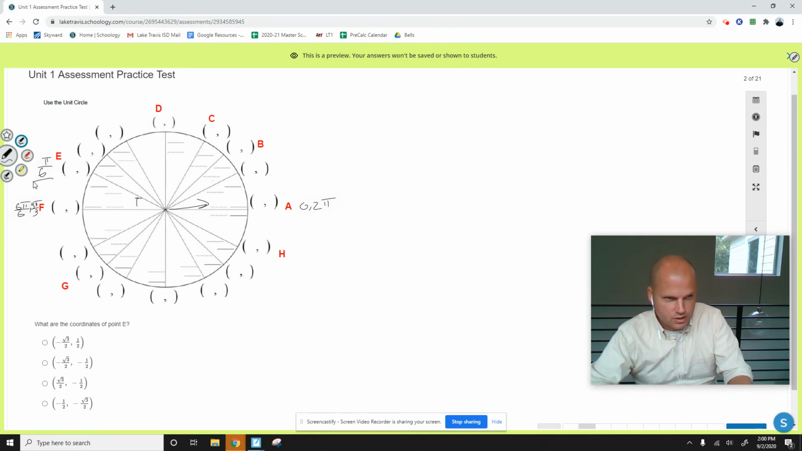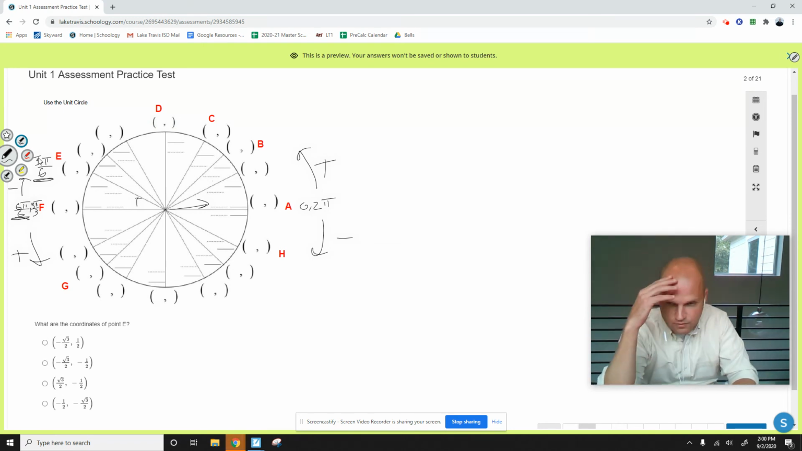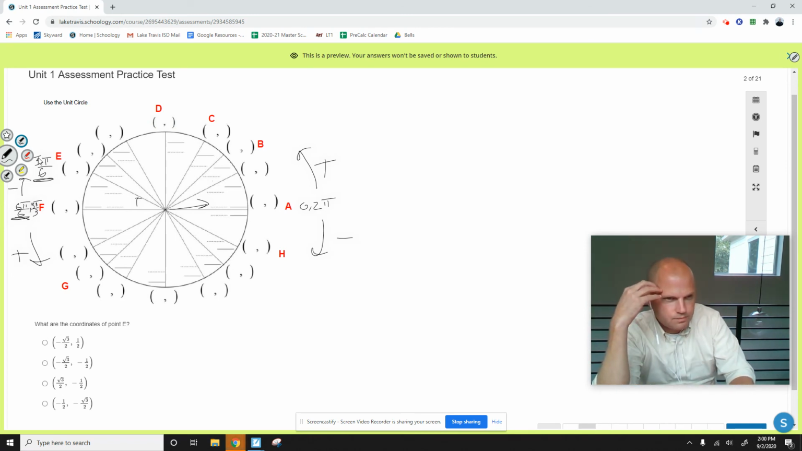Since this is a 6, I'm going to use the 6 pi/6. Adding angles would be going around in the counterclockwise direction. Subtracting angles would be going around in the clockwise direction. I said counterclockwise here, clockwise here. So this should be 5 pi/6. If I ask you what's the angle measurement of E, it's 5 pi/6 in radians. It would be 30 degrees away from 180, which is 150 degrees.